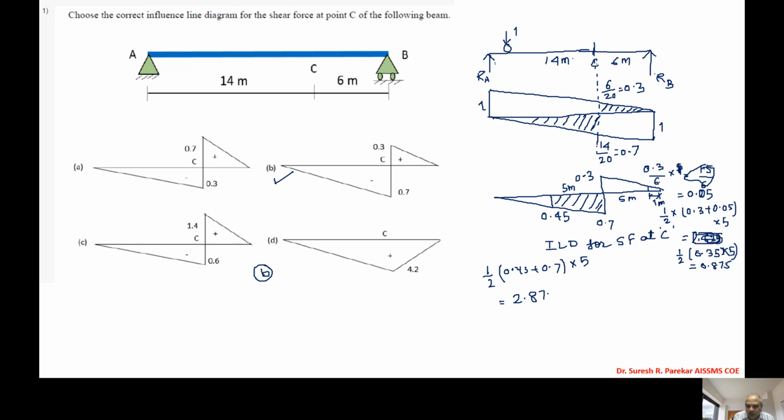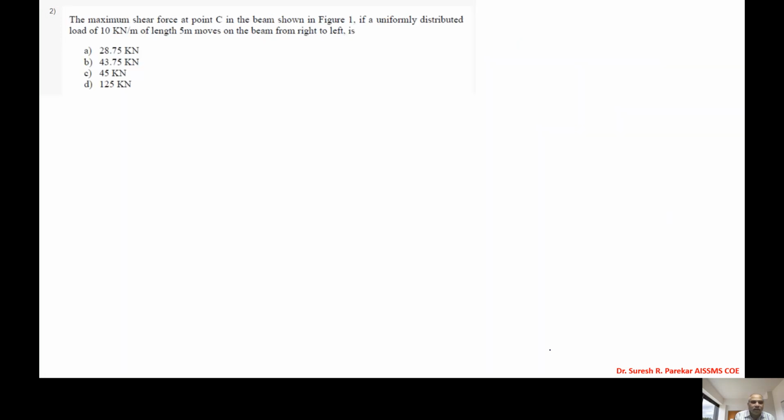So we are going to get this value, the greater one. So we will have this area 2.875 and shear force equal to 2.875 into UDL, which is 10, and we will get it as 28.75 kilonewtons, which is our option A. So we have option A.